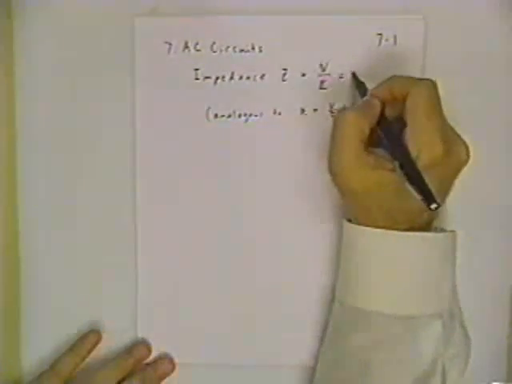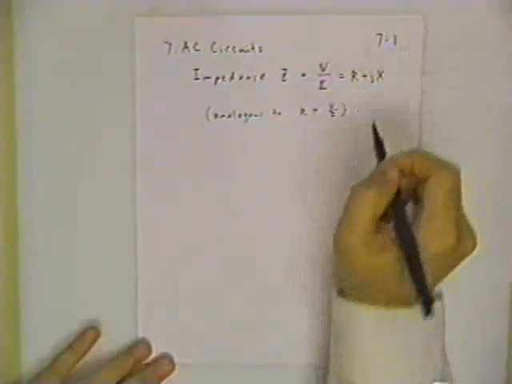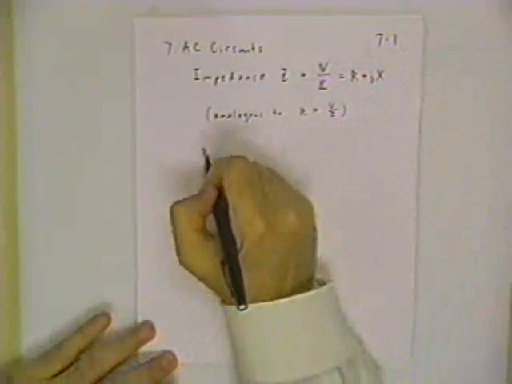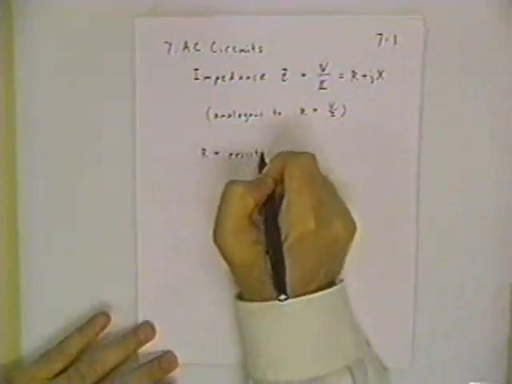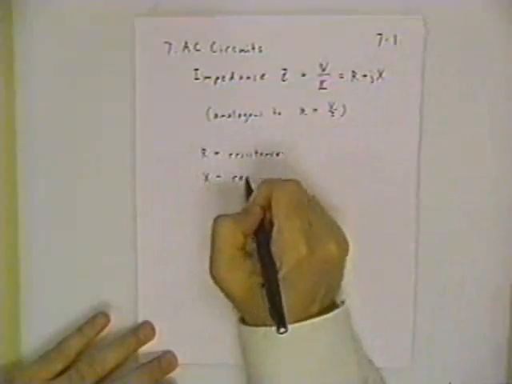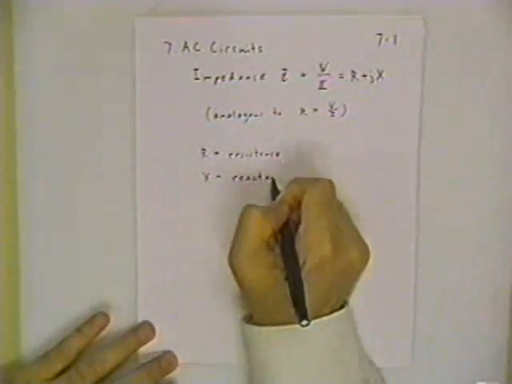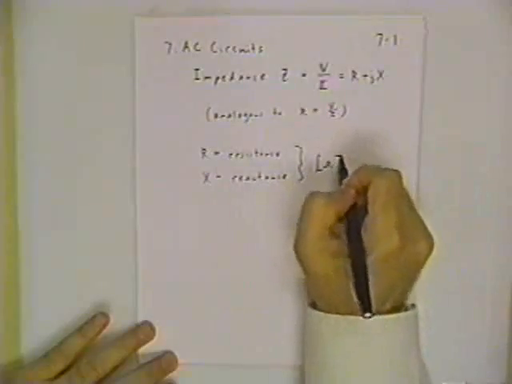It has real and imaginary parts, and they're given names, R and X. R is called a resistance, just as we had before, and X is referred to as reactance. They both have units of ohms.